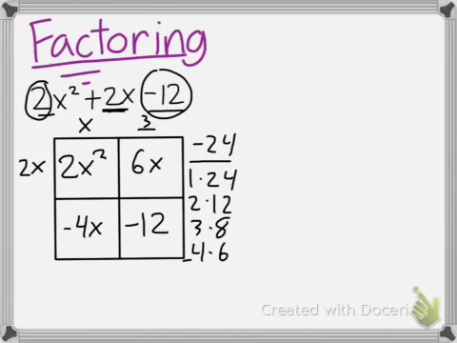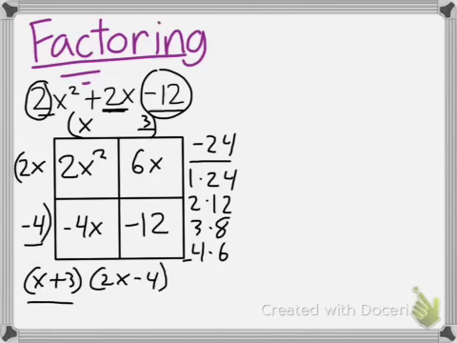And then if I look over on the left side, x times what will give me negative 4x? Well, a negative 4. And does this work for the bottom right corner? Yes, because negative 4 times 3 is negative 12. So I have my factored form right here. So we have x plus 3 times 2x minus 4. And this is the factored form of it. There's no combining of like terms in there.